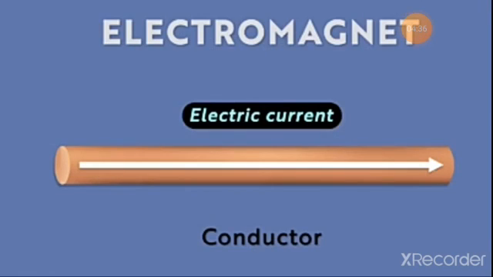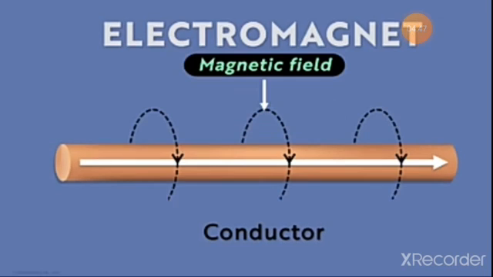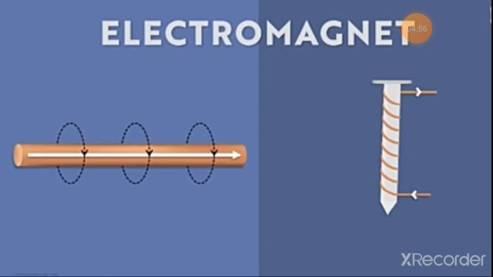Now we have learnt what an electromagnet is. Any conductor such as a straight wire through which electric current flows is known as an electromagnet. That's because there is a magnetic field around it. However, we can make magnets strong by wrapping the wire around a piece of iron such as an iron nail.